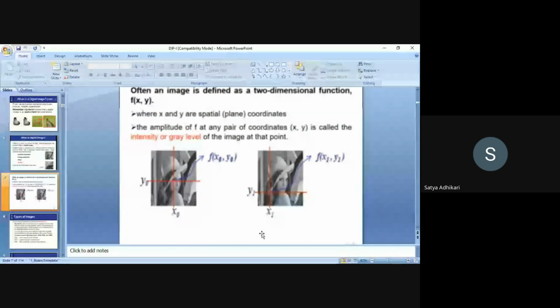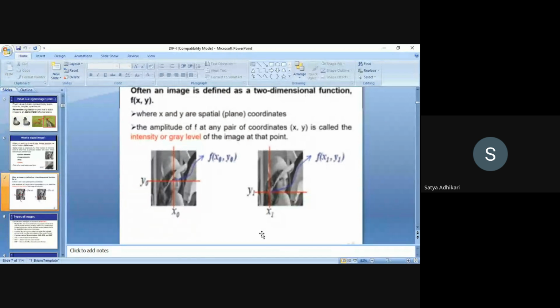So a pixel is associated with two things: one is its location, and the other is the value of the pixel at that location. xy, f of xy, like x0 y0, f of x0 y0, x1 y1, f of x1 y1. So this is the mathematical definition.